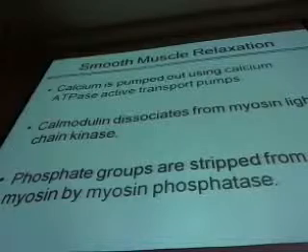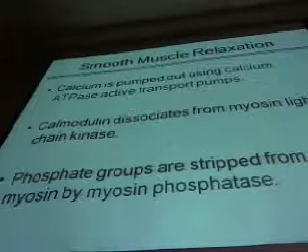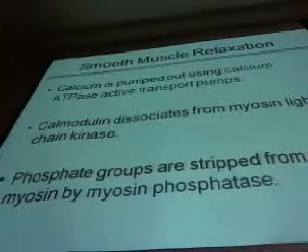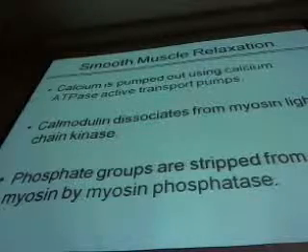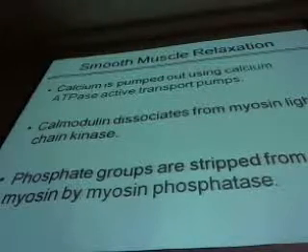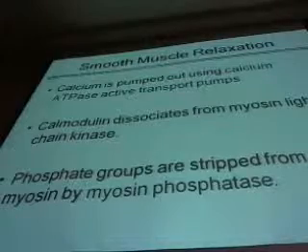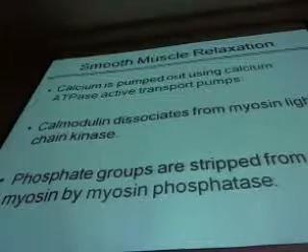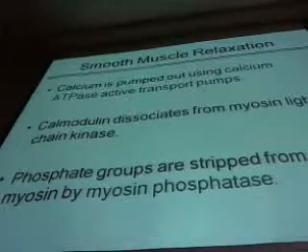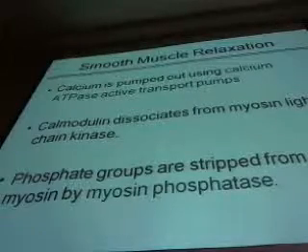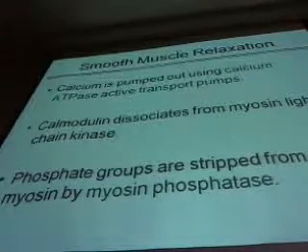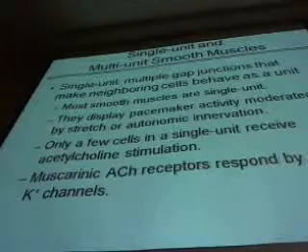Calcium is pumped out using calcium ATPase active transport pumps. Again, you need ATP for the muscle to contract. You need ATP for it to relax. Then the calmodulin dissociates from the MLCK. Phosphates are stripped by myosin phosphatase, and the muscle relaxes.